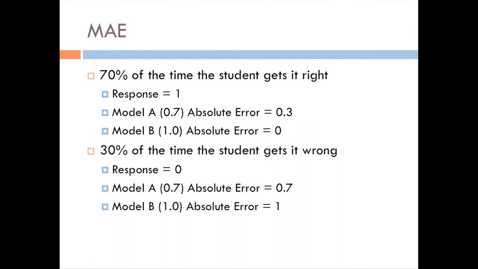The other 30% of the time, the student gets it wrong, so the response is 0. Now model A predicts 0.7. Difference between 0.7 and 0, 0.7. So the absolute error is 0.7. Model B predicts 1. So the absolute error is 1, 1 compared to 0.